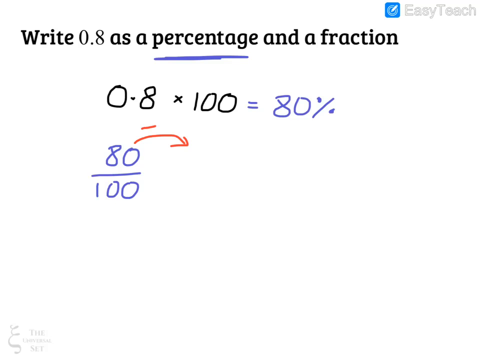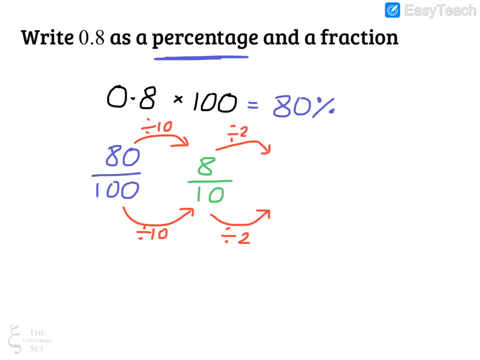Divide by 10 on the top, and we're going to divide by 10 on the bottom. We're going to end up with an 8 up here and a 10 down here. I think we're going to have to keep going though. What times table are 8 and 10 both in? They're both in the 2 times table, so let's carry on. Divide by 2 on the top, and divide by 2 on the bottom. And now 8 divided by 2 is 4. 10 divided by 2 is 5. So there we go. There's my answer as a fraction.